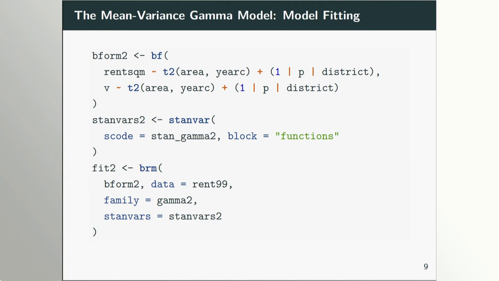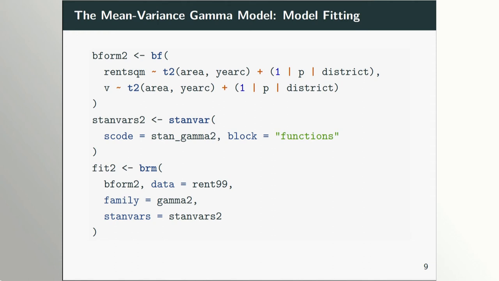So that's our model, two formulas. We wrap it in BF to have multiple formulas. Then we have to find a way to get our custom Stan function into the Stan code BRMS generates behind the scenes, and we're using the stanvars function for that. Then we put everything together into BRM. We're using this formula, the data set, our custom family gamma 2, and the stanvars object in which we put our user-defined Stan function. That's everything we need, I think the minimal information BRMS needs to get that working.